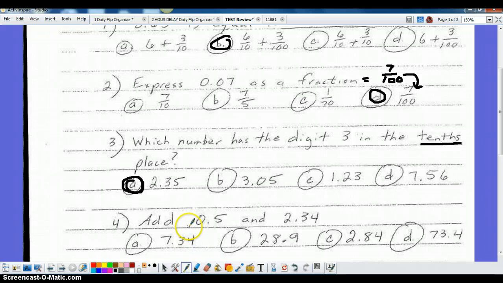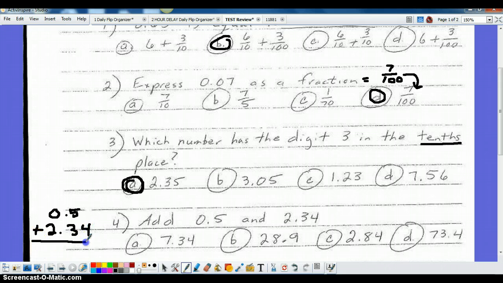As I had mentioned when I was showing you the Jeopardy categories, whenever I'm adding, subtracting, ordering, or comparing decimals, there are 2 rules I need to know. I need to line up the decimal points and fill in the holes with zeros. In this case, I have 5 tenths added to 2 and 34 hundredths.